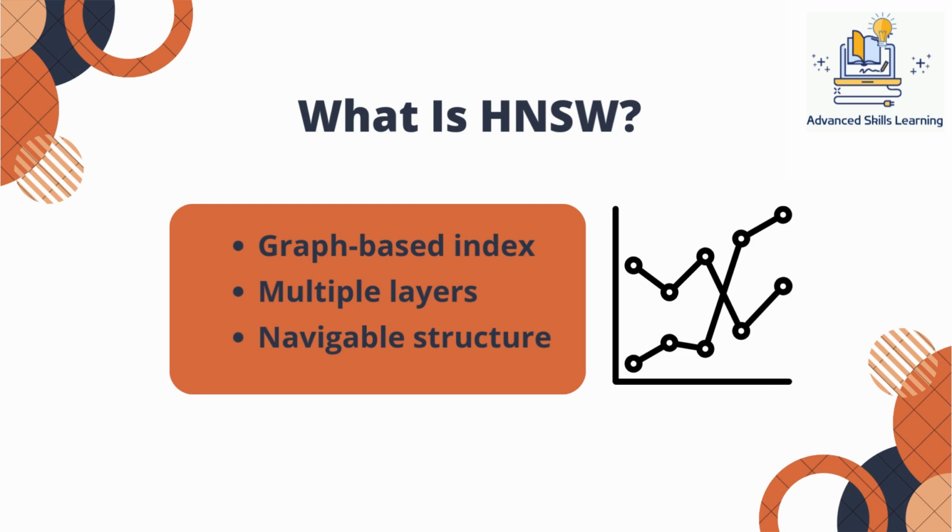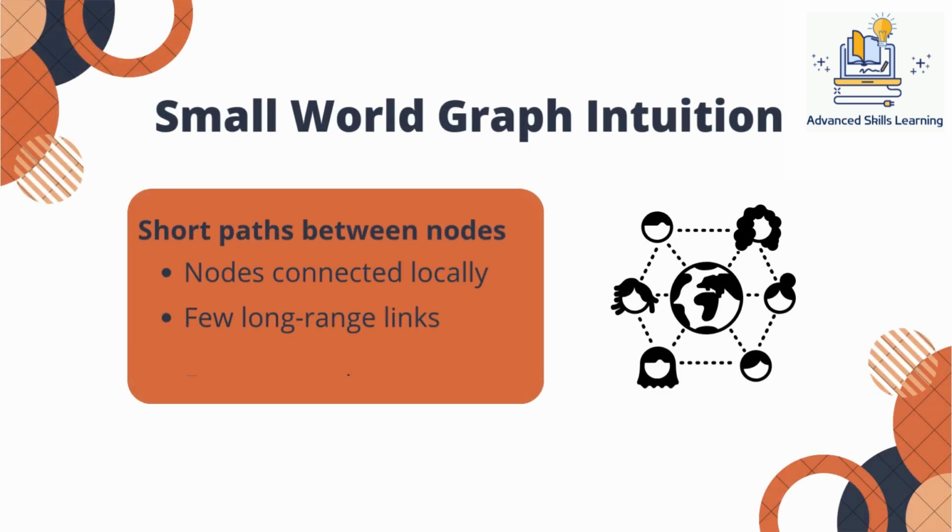The term small world comes from graph theory and network science. In a small world graph, most nodes are connected to nearby neighbors, but a small number of long-range connections exist. These long-range links dramatically reduce the number of steps required to move across the graph, enabling fast navigation even at large scale. HNSW extends this idea by building multiple layers of graphs.